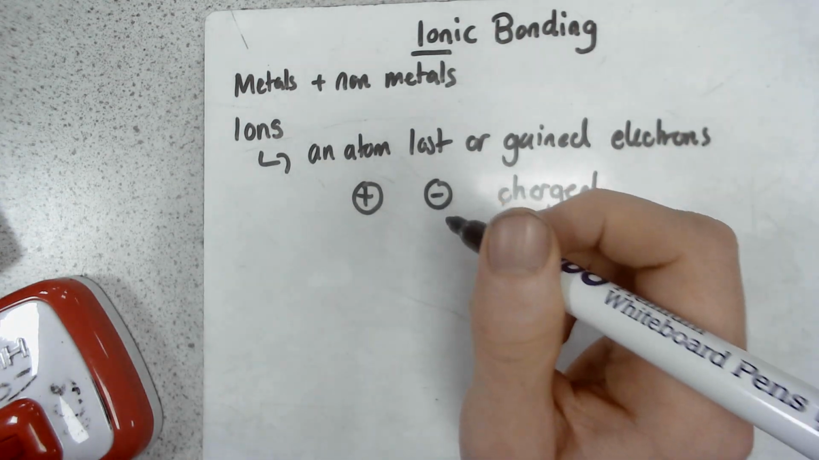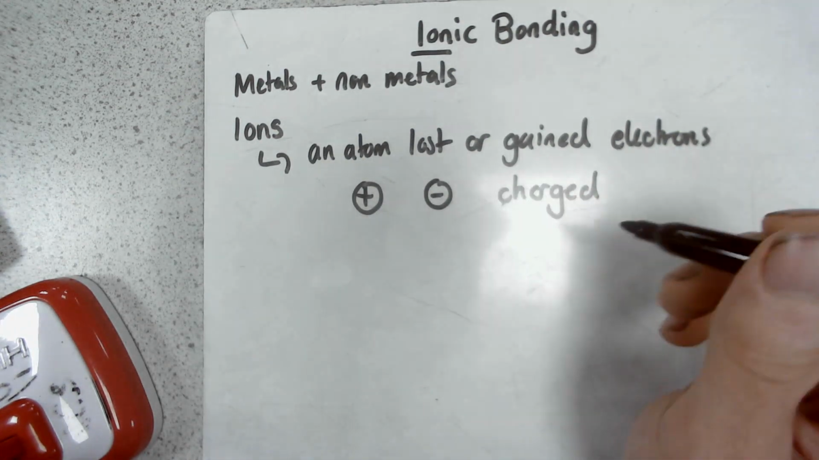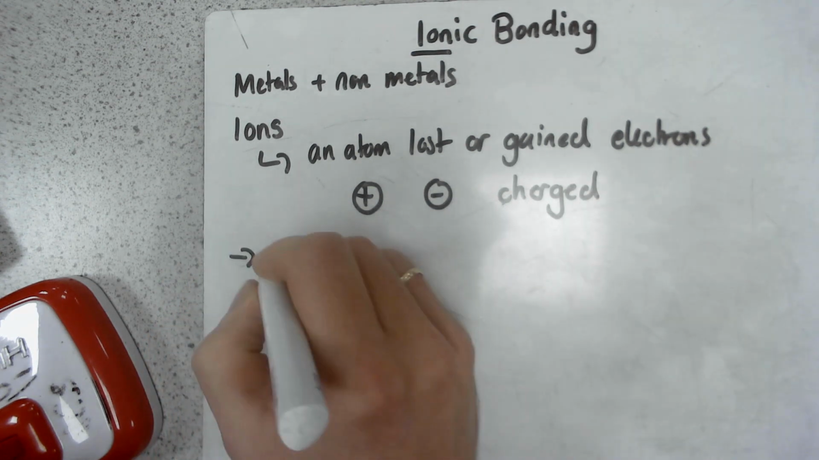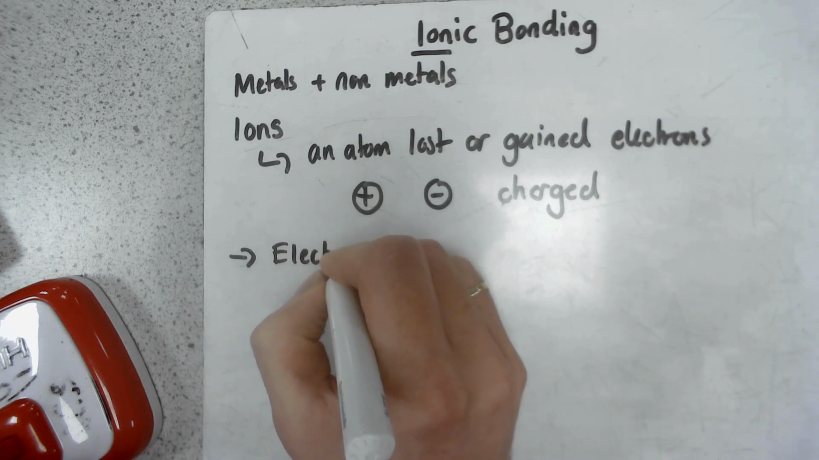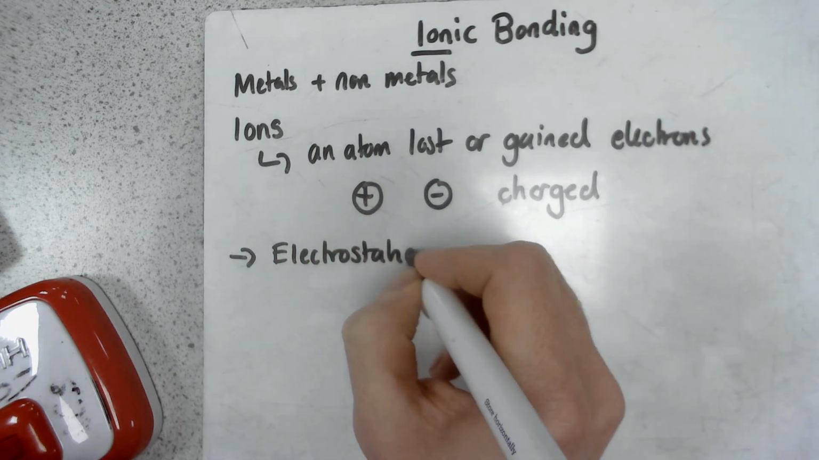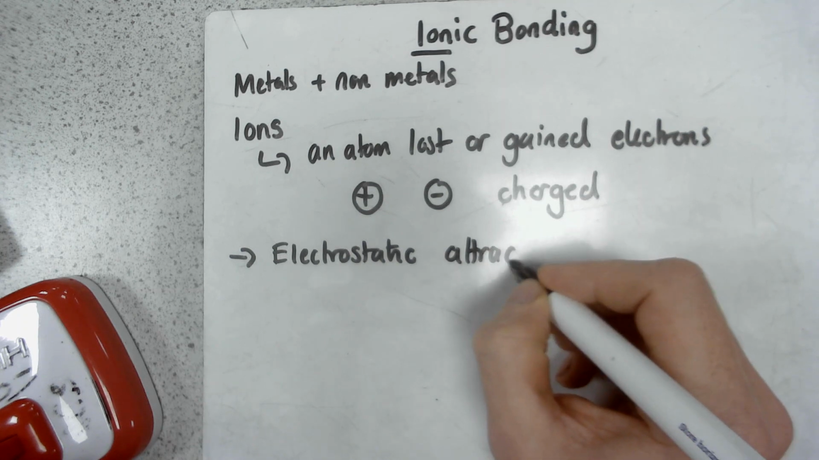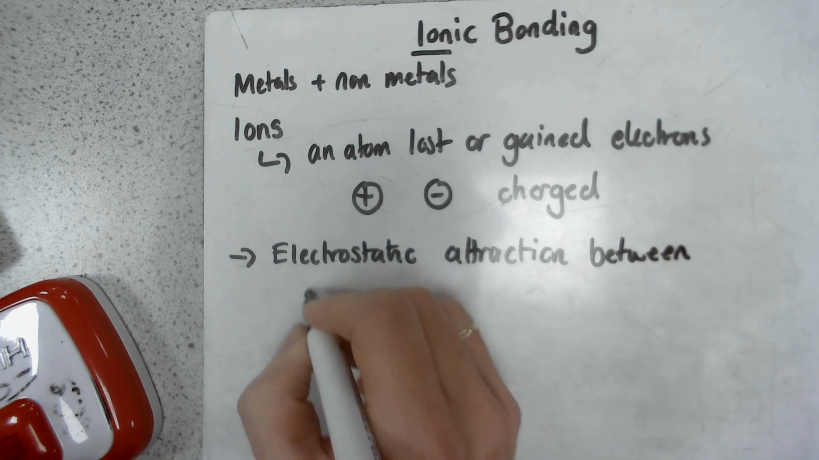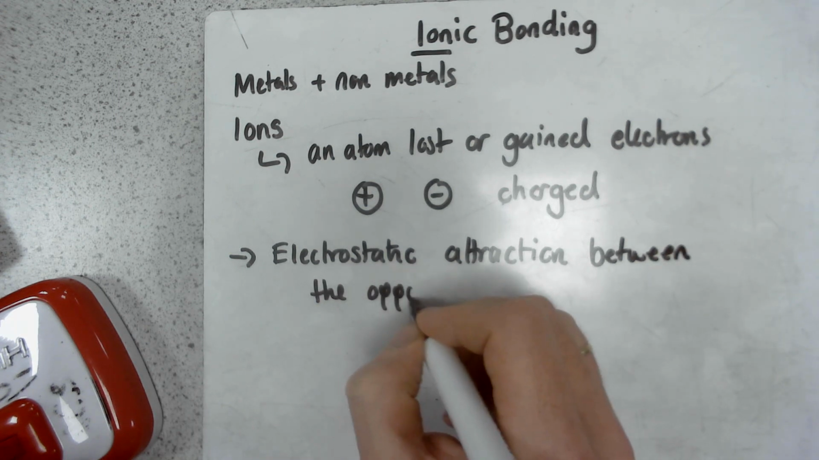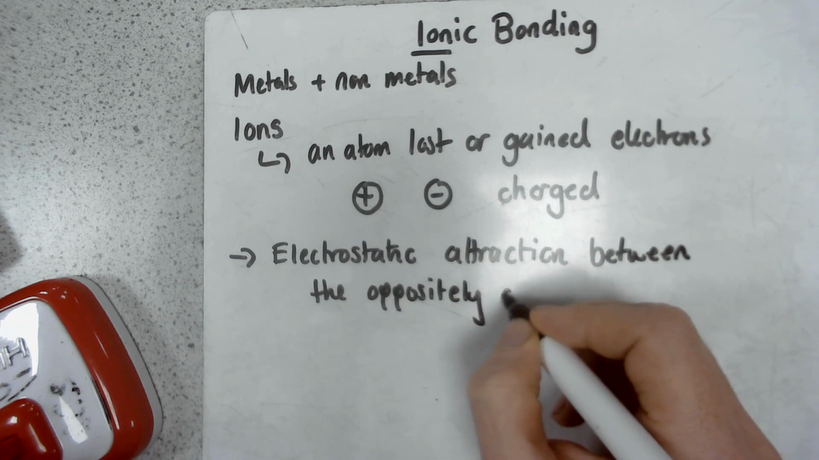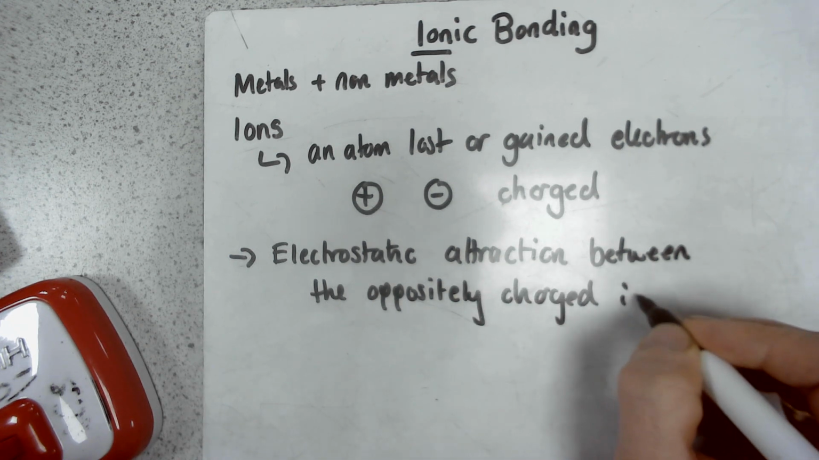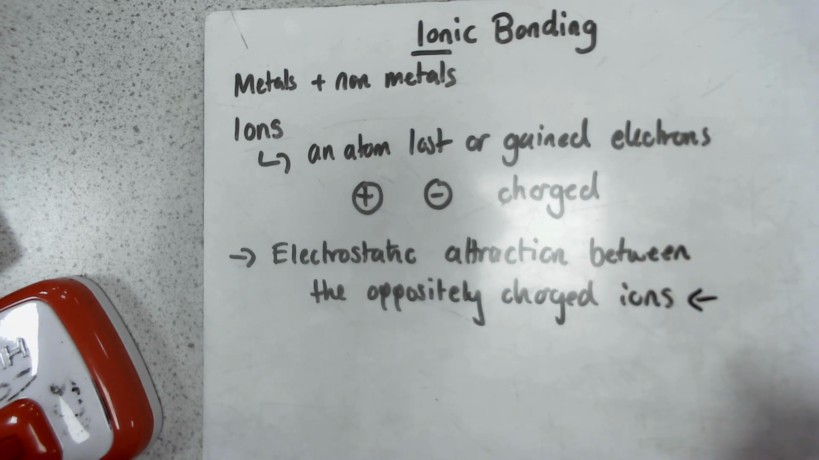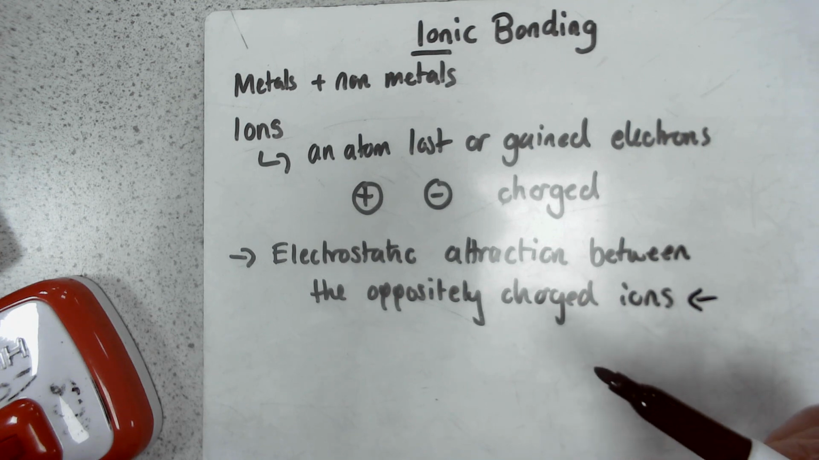Now, really importantly, when we're looking at this, we need to be able to describe what an ionic bond is. Now, an ionic bond, as we mentioned last time, is the electrostatic attraction between the oppositely charged ions. Okay, so if you're asked for the definition of an ionic bond, that is it. It's the electrostatic attraction between the oppositely charged ions.